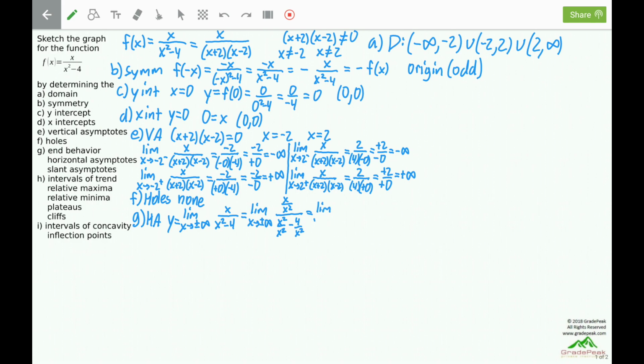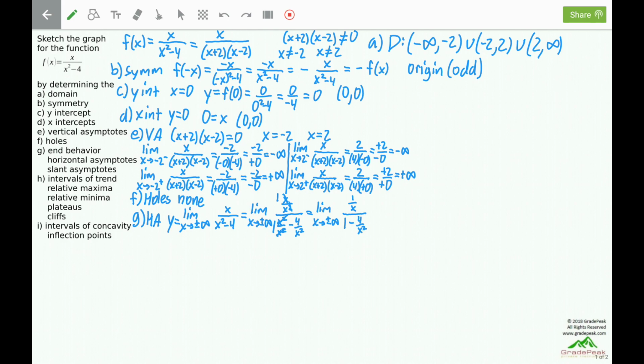So we have the limit as x approaches positive or negative infinity. In the numerator, we can cancel one of the x's out, and that will leave behind a 1 over x. In the denominator, the first term, we can cancel both x squareds out. That'll leave a 1. For the second term in the denominator, there are no x's that will cancel. It will remain as a negative 4 over x squared.